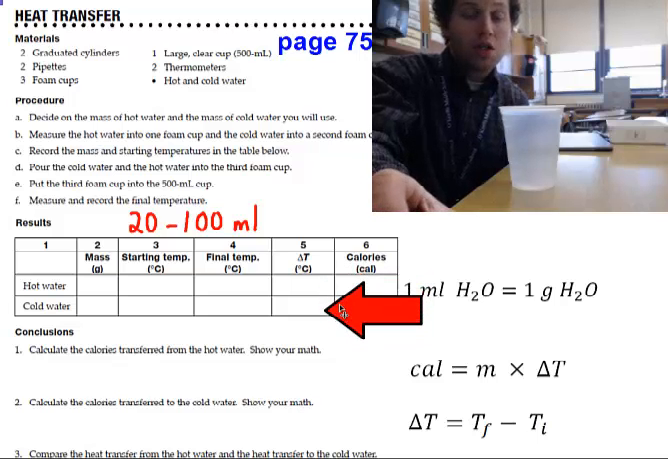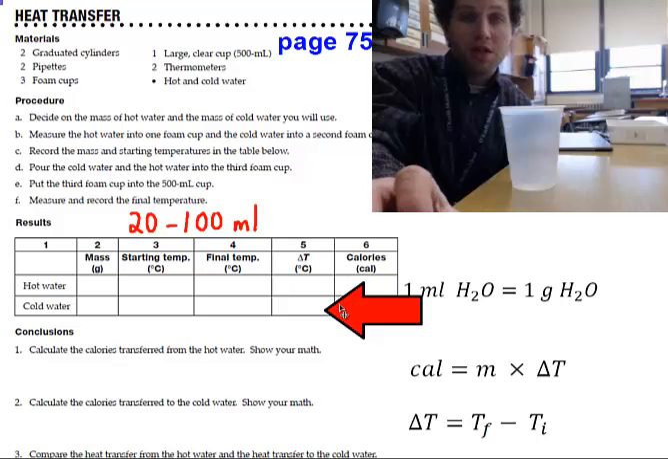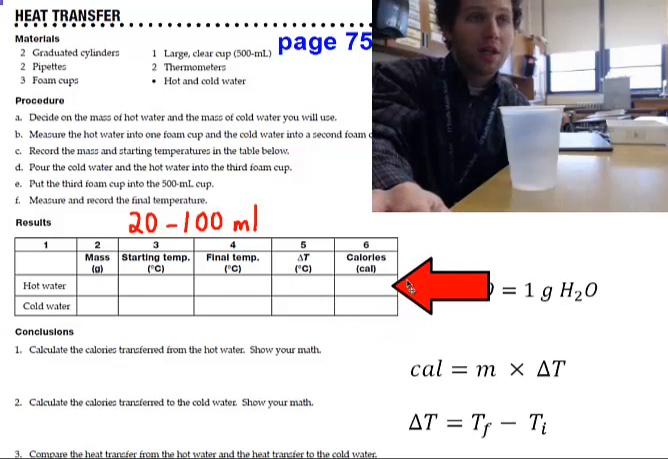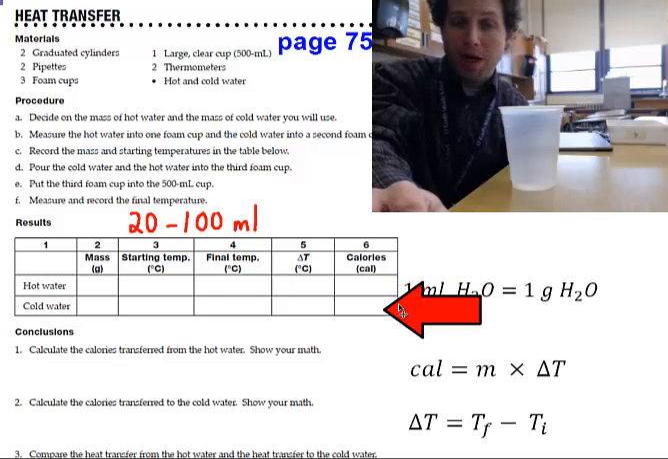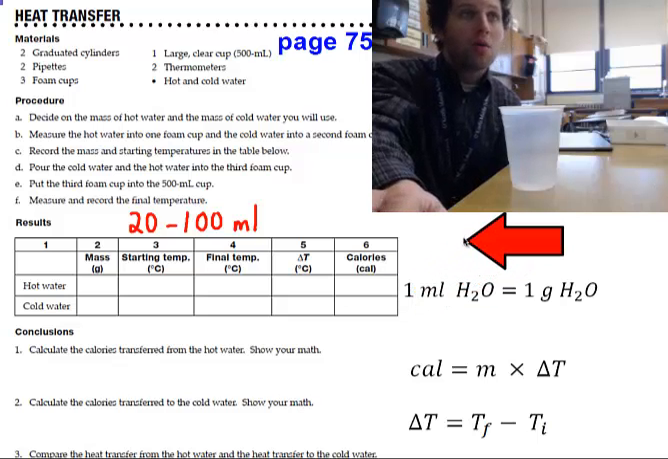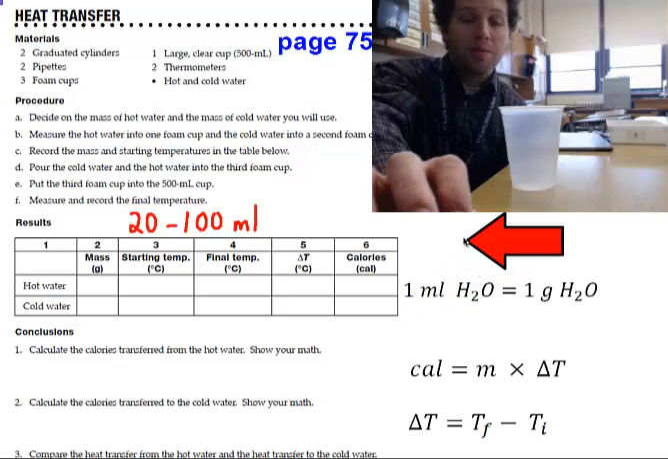Remember, the hot water should lose temperature, so it should be a negative change. The cold water should gain temperature. It should get hotter, so it should have a positive change. And then you should calculate the calories of each. Remember, the calories gained by cold water should be positive. Calories lost by hot water should be negative. Once you've calculated calories, this part of the lab is finished.